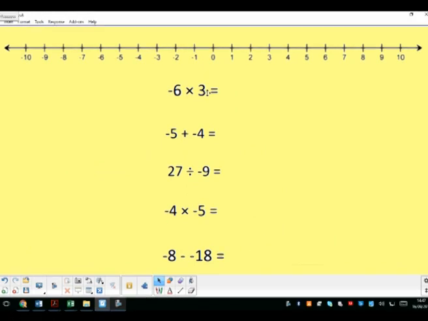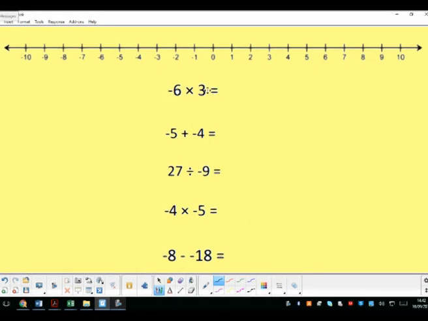Okay, next we'll look at some negative work. So here we've got negative 6 multiplied by 3. Well, we know 6 times 3 is 18. So we can write 18. When we have one negative, it makes the answer negative. So we put negative 18.